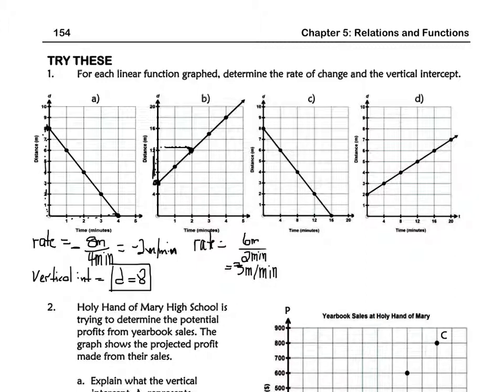And then the vertical intercept would be, just look at the graph, it's crossing over the y-axis, or distance axis, at 6 meters. So that would be distance equals 6.